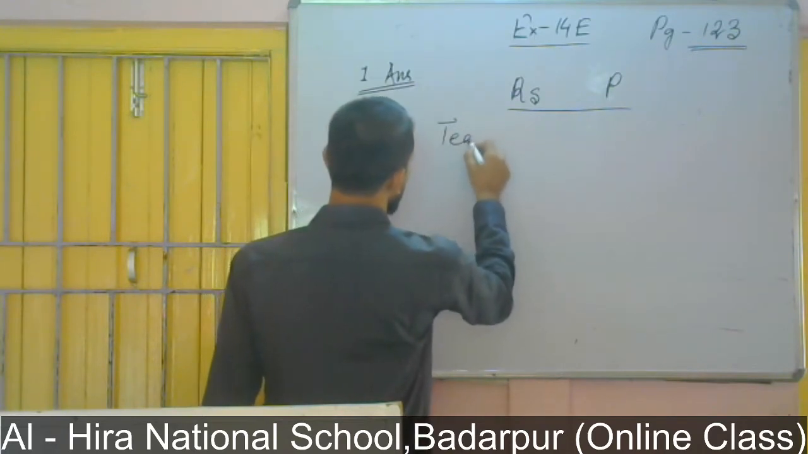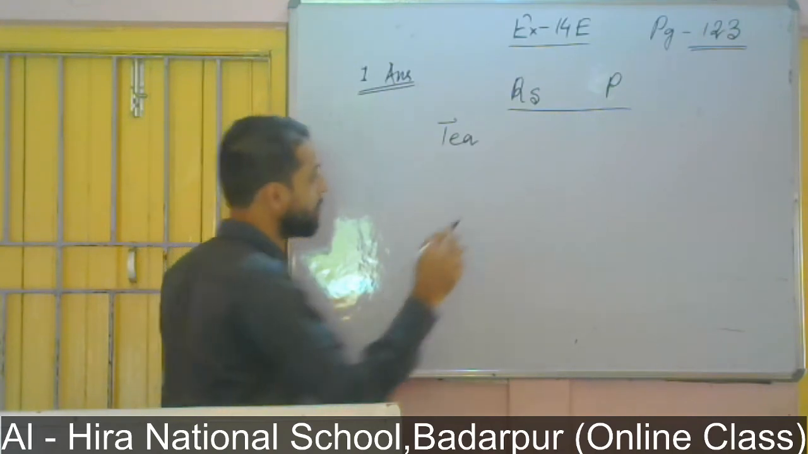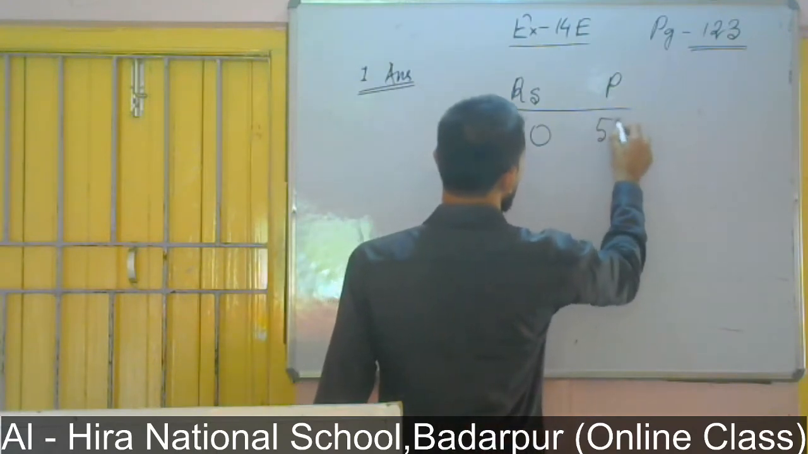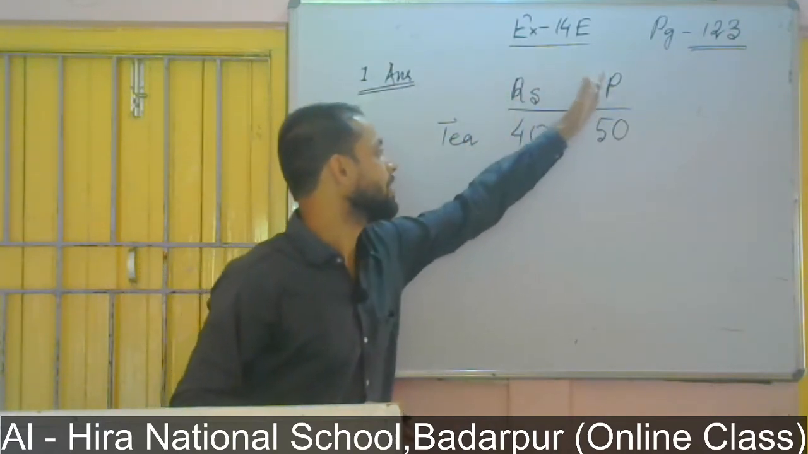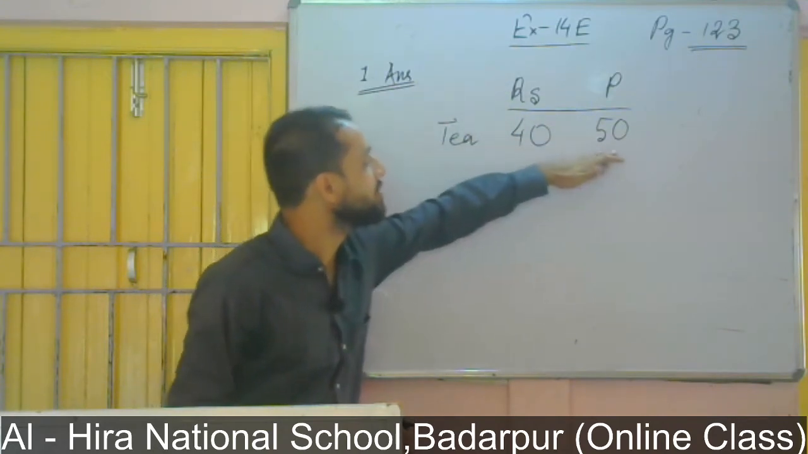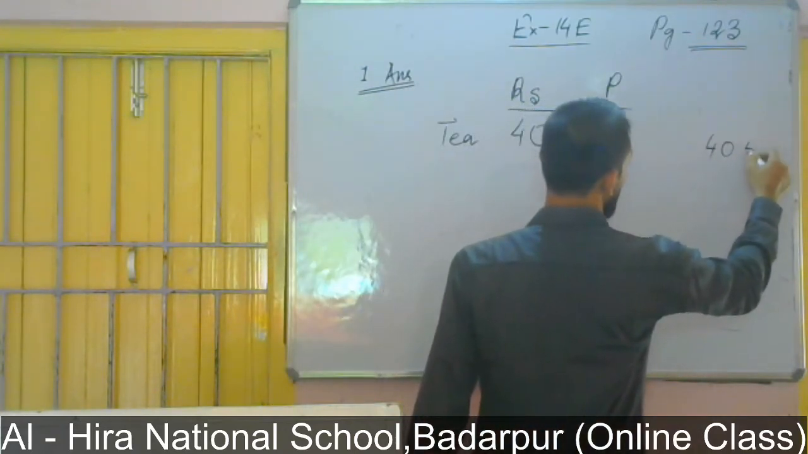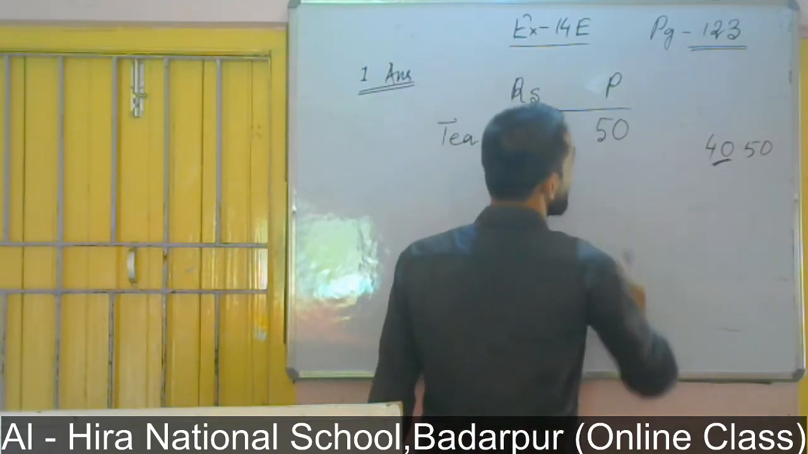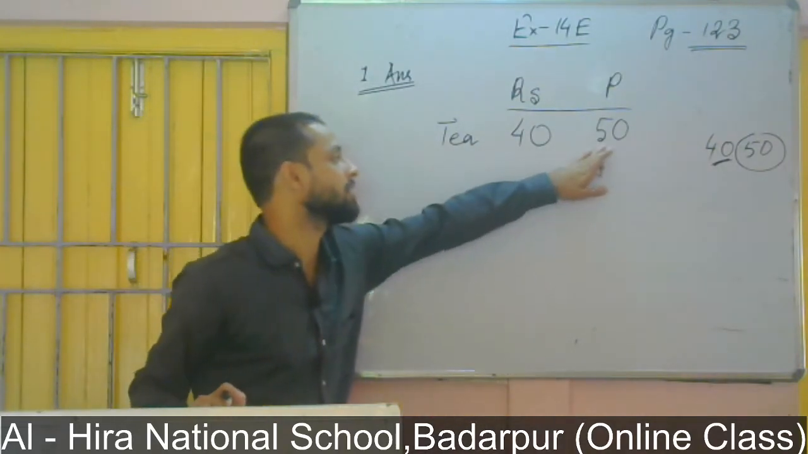First of all, we are going to write down the price of tea. So tea equals rupees 40.50. We are not going to give the decimal point here because we have changed it into rupees and paise. So 40 will come under rupees and 50 will come under paise. Why? Because this is rupees 40.50, and 50 comes after the decimal point. That is why I have written 50 under paise.